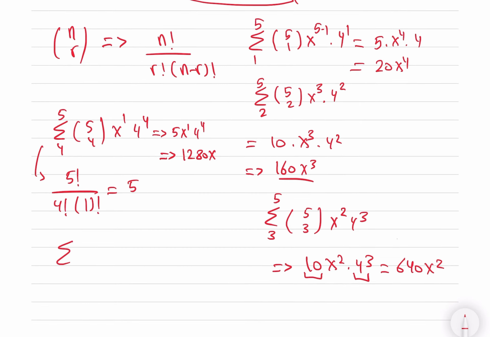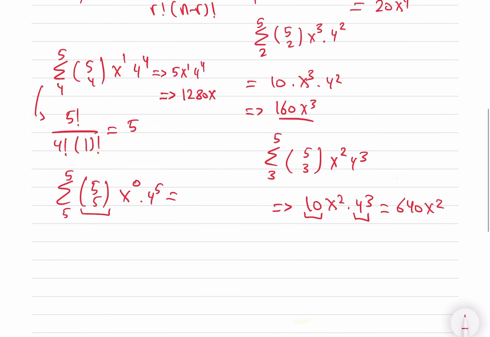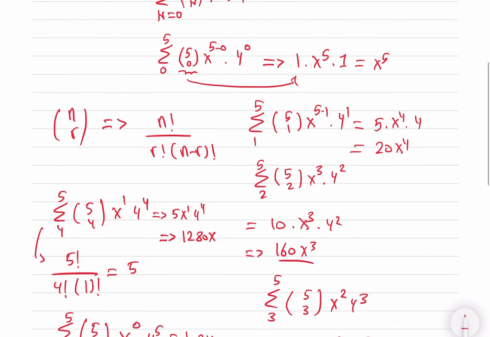Last but not least, we have 5, 5. Let's write that down. This equals 1. And we have x to the power of 0 multiplied by 4 to the power of 5. You write this down. Remember, 5 factorial divided by 5 factorial, then you have 0 factorial, so just equal to 1. And this is equal to 1. This is, let's do it really quick. It equals 1024. That's it.